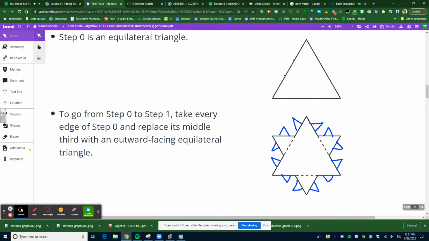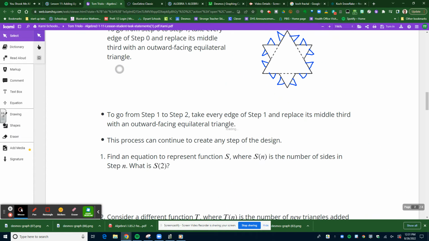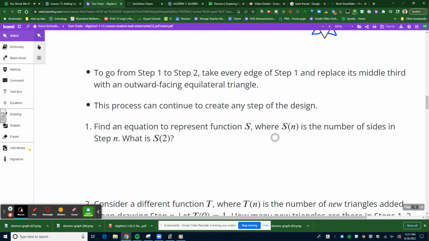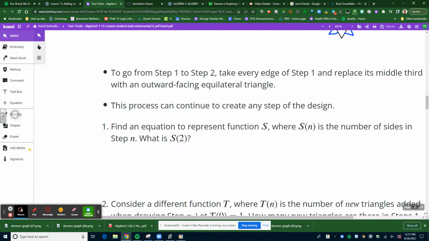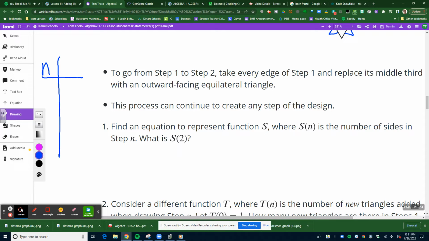So now we're going to make some equations eventually. But before we make the equations, what's usually the best way to start? Make a table. Okay. So let's make a table. I'm going to stick with the drawing tool. And then S is for sides. So at step 0, how many sides did I have? It's a triangle. How many sides does a triangle have? 3.